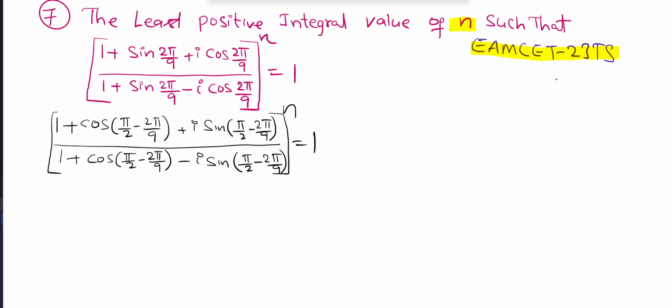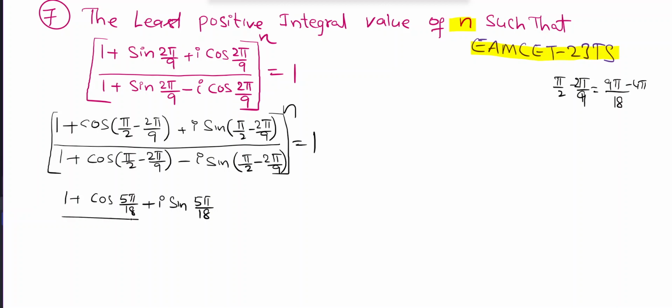We find the value of pi by 2 minus 2 pi by 9. Find this value, here the LCM is 18. This is 9 pi minus 4 pi, that is 5 pi by 18. So this value is (1 plus cos 5 pi by 18 plus i sin 5 pi by 18) divided by (1 plus cos 5 pi by 18 minus i sin 5 pi by 18), whole to the power n.